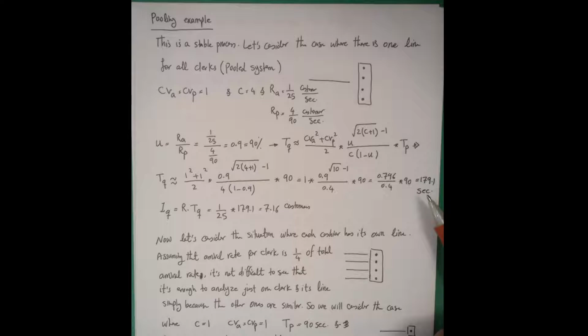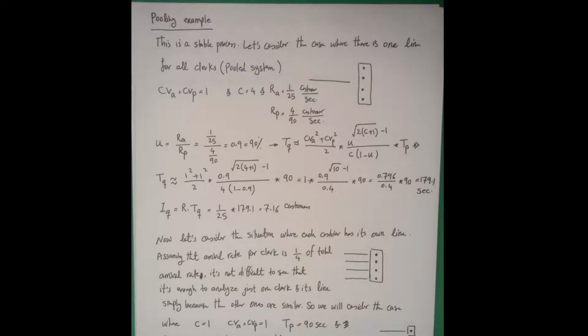Let's look at that same system, same setup, but segregated lines, meaning every clerk has its own separate line. If that is the case, this is an assumption I'm going to make: each of these clerks receives 1 quarter of those customers. Let's think about it. 1 quarter of those customers means the rate of arrival is going to go down by 1 quarter, and that's exactly what I have here.